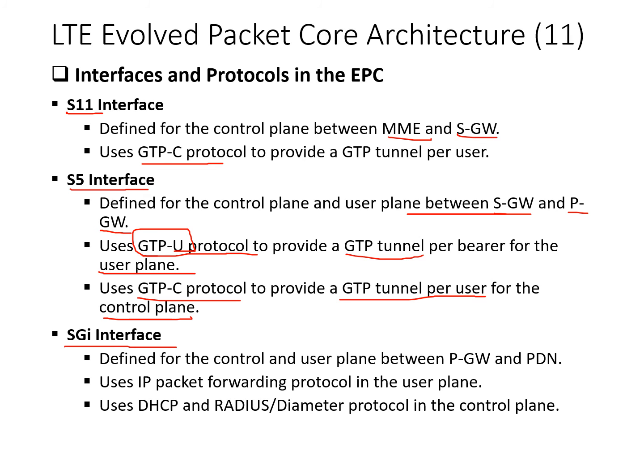Next, SGI interface. This is a control and user plane between PDN gateway and PDN internet. This uses IP packet forwarding protocol in the user plane. DHCP, dynamic host configuration protocol, and RADIUS, Diameter protocol in control plane. Okay.